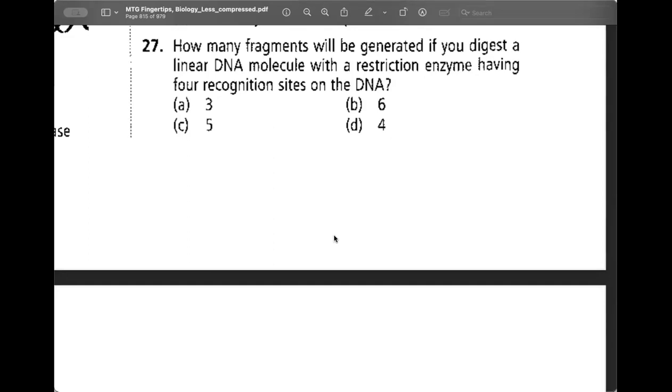But if you are starting with a linear DNA, it is already linear. The first cut will produce two fragments, correct? Yes, sir. So if it is a linear DNA, then the number of fragments will always be one more than the number of recognition sites. If you are starting with linear DNA and you have four recognition sites, which means four places where the restriction enzyme can cut, then the total fragments will be five. So in this case, the right option is C, 5, because it is linear DNA.